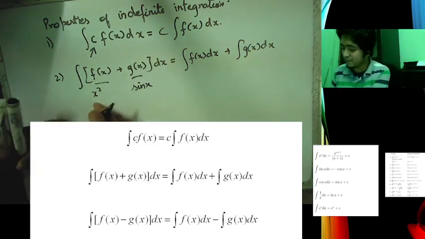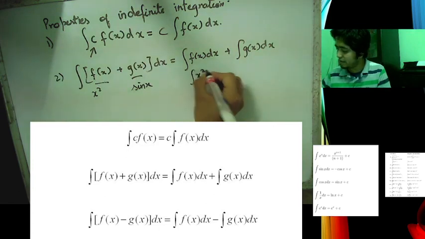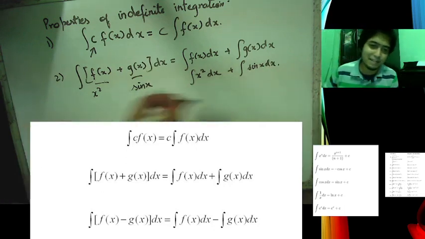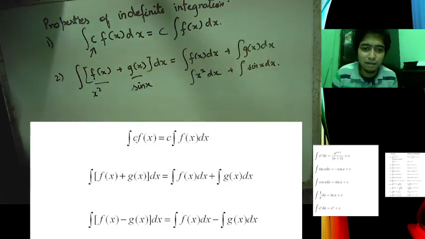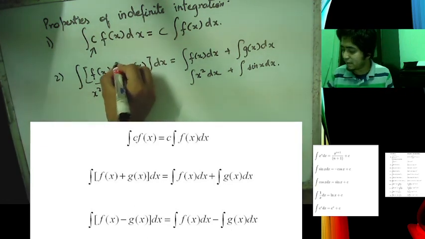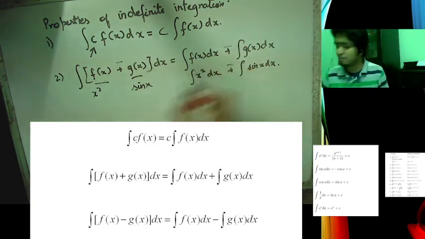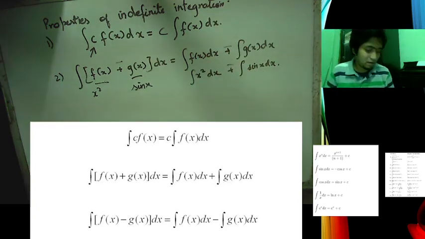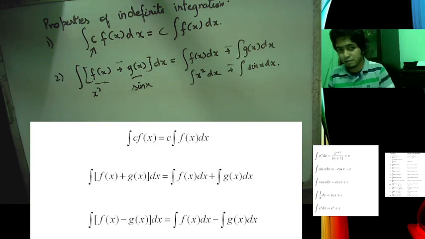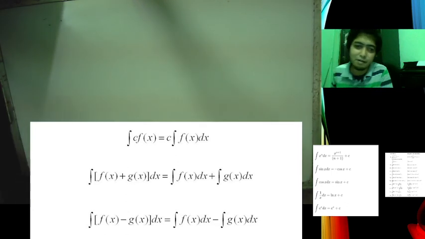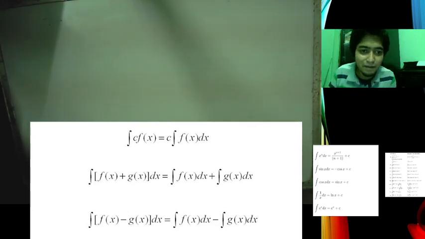So if f(x) is x squared, we will be having integration of x squared dx plus integration of sin x dx. This one you had actually learned. Similarly for number 3, instead of a plus we are having minus, the same thing. So these are the properties of indefinite integration that you must remember. You had done them in your lower classes, so that's why I'm just going through them very fast.